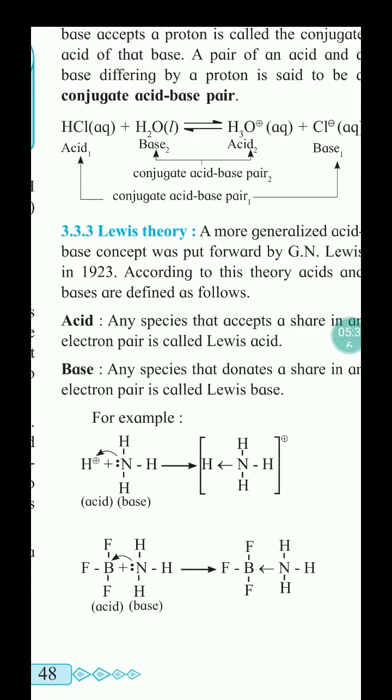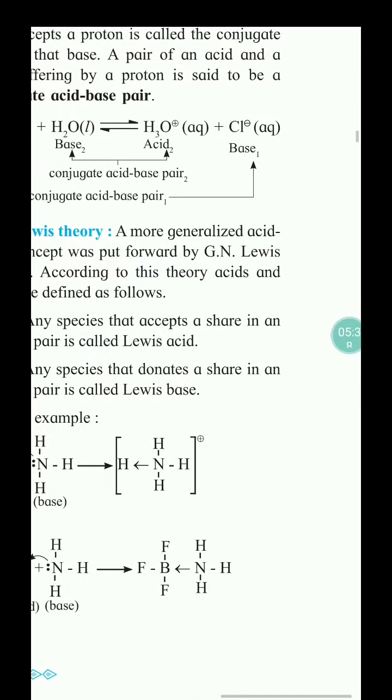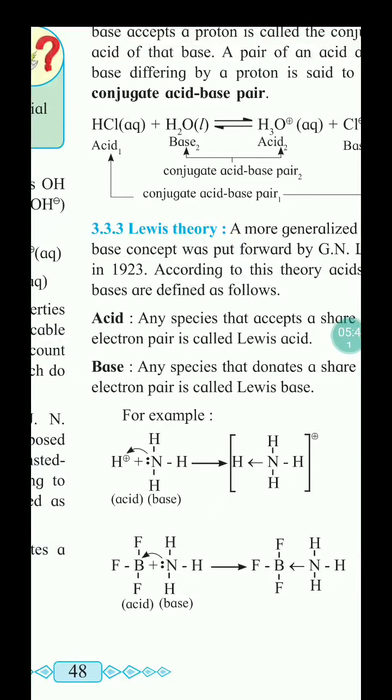According to Lewis theory, any species that accepts a share in an electron pair is called a Lewis acid, or a substance, species, ion or molecule which accepts a lone pair of electrons in the formation of a coordinate bond is called an acid. And a base is a species which donates a shared electron pair, or a species which donates a lone pair of electrons to another in the formation of a coordinate bond, is called a Lewis base.